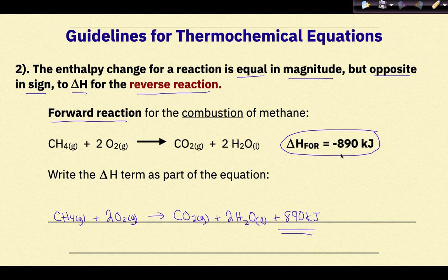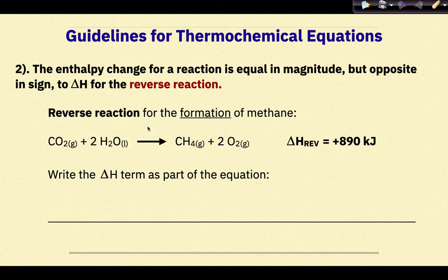Why don't you have a negative here instead of a positive? By having this delta H value on the product side, we're saying that this amount of energy is released from the system out into the surroundings. So if you have a negative delta H value and you know that energy is being released, you can put it on the product side of your chemical reaction.